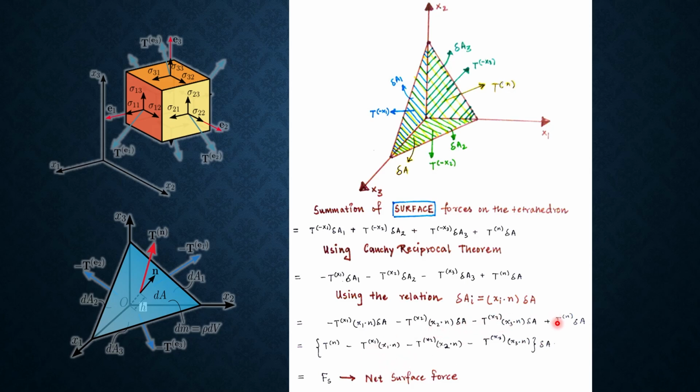And when we take delta A common, we end up with an expression that looks something like this: t of n, t of x1 dot n, minus t of x2 dot n, minus t of x3 dot n, whole into delta A. Now this here is the net surface force. So let's just keep it like this and do the further analysis, and get back to it when it is necessary. I told you that I will show why only the surface force analysis is necessary in this case. Now coming to that step.